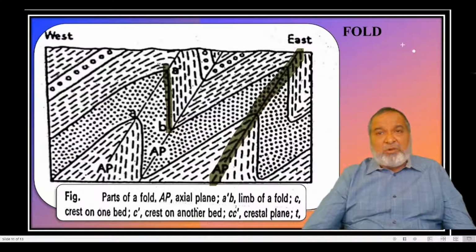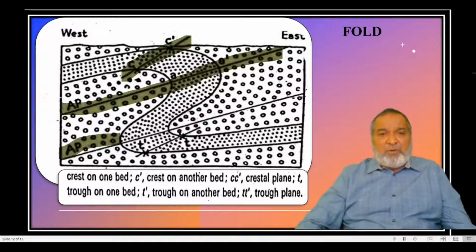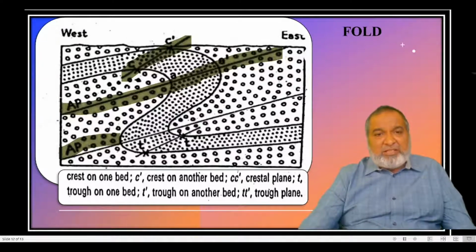So that becomes easier to remember. Again, here we have the axial plane that we have drawn. This is the limb. Then this is a crest line. This is the crest on another bed. The crestal plane is an imaginary plane. So in the diagrams which we are going to show you, here we have CC dash, the crest on the bed. That point C dash will be the highest point on the crest. The crest on the bed, CC dash, is the crest line. The crestal plane will be there, and the T will be the trough plane. This part is the trough line and trough plane. And this is the axial plane which is already drawn.